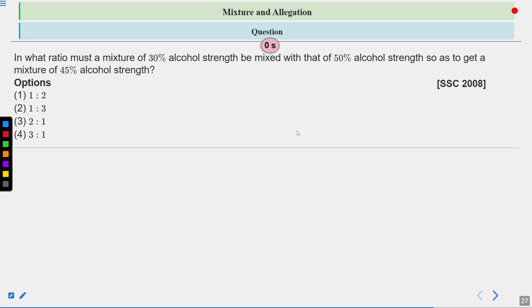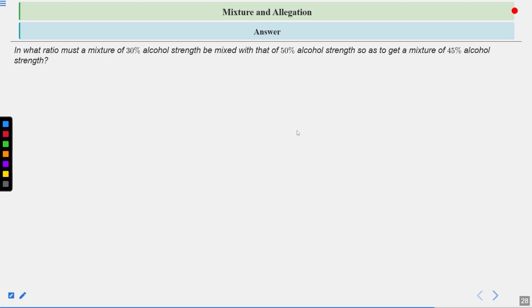Now time's up. Let's see the solution of this question. The question says in what ratio must a mixture of 30% alcohol strength be mixed with 50% alcohol so as to get a mixture of 45% alcohol strength. We simply apply the alligation formula and get our answer, the quantity ratio. So the correct answer of this question is second one, which is 1 ratio 3.